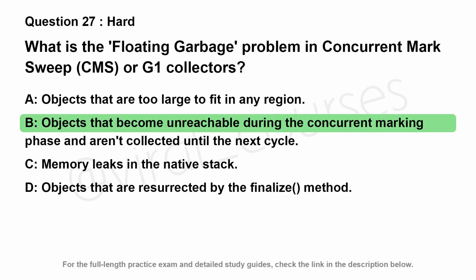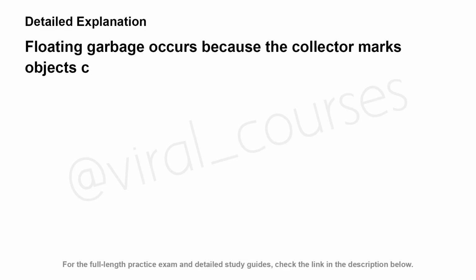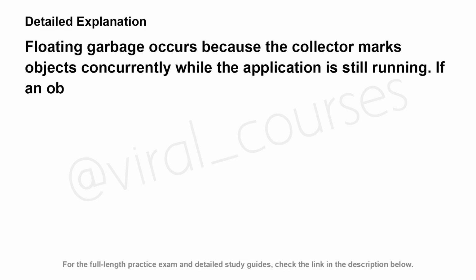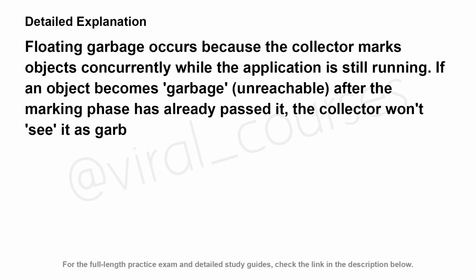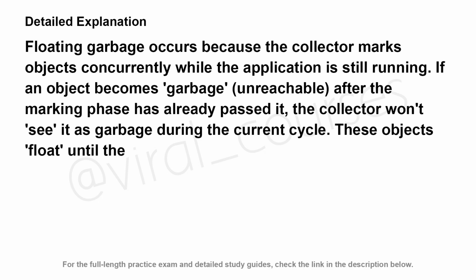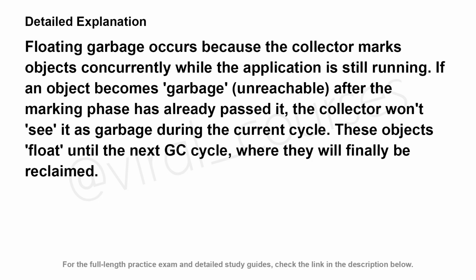The correct answer is B. Floating garbage occurs because the collector marks objects concurrently while the application is still running. If an object becomes garbage, unreachable, after the marking phase has already passed it, the collector won't see it as garbage during the current cycle. These objects float until the next GC cycle, where they will finally be reclaimed.